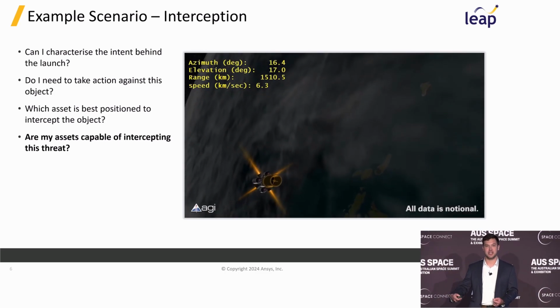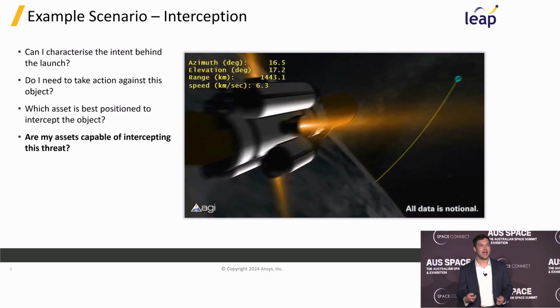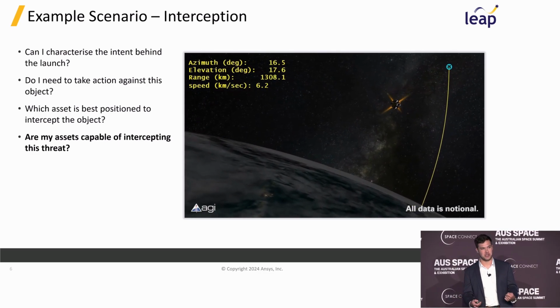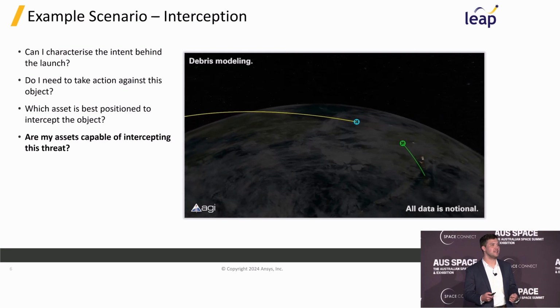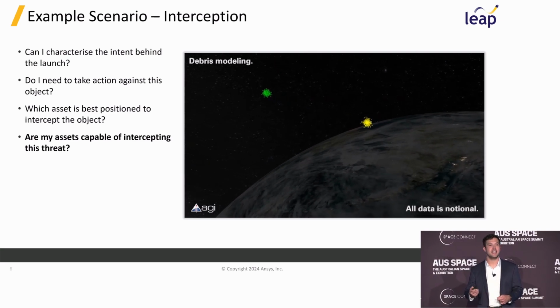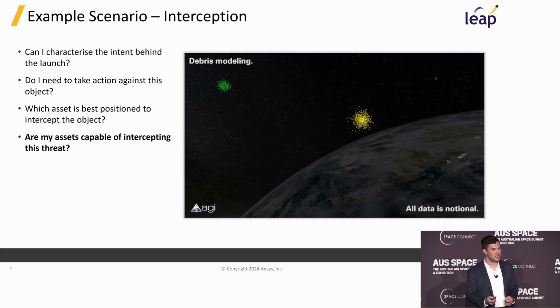We look at taking action, an intercept of that threat. Can we characterize the intent behind the launch? And do we need to take action? Now, all of this is really funneling down to two questions. Which of my assets is best positioned to take action? And is it actually capable?